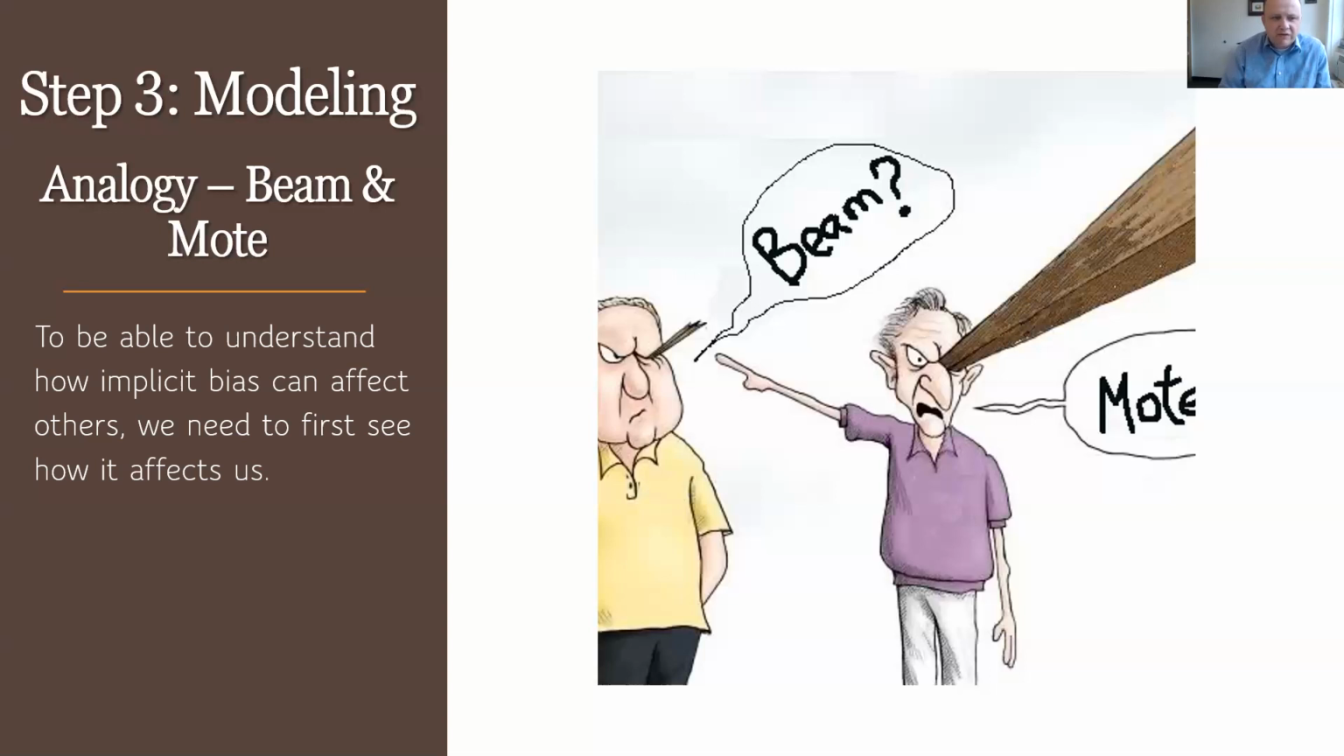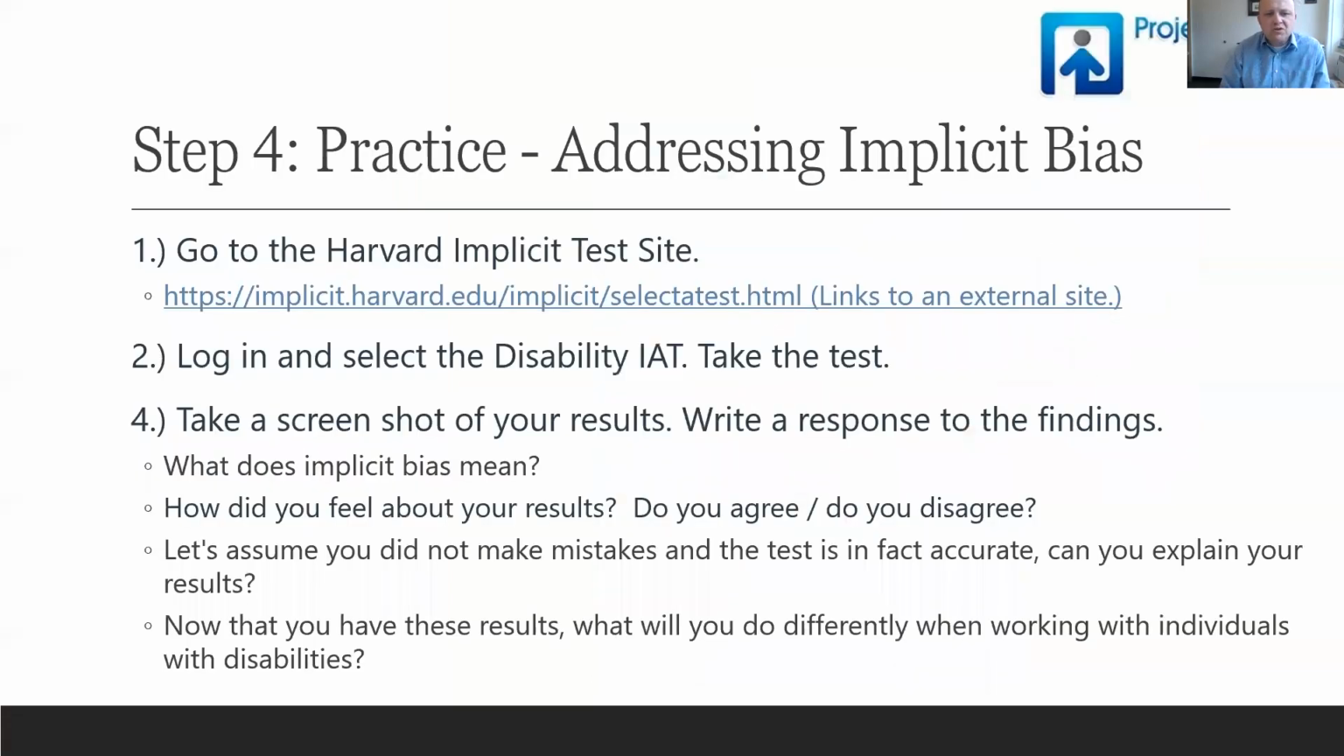There's another analogy that I've heard, likening implicit bias to armpits. We all have them. We don't really want to talk about them, but we all have them, right? And so we talk about these analogies that kind of model the way that we should think. And now we're going to step forward, we're going to practice, and we're going to address that implicit bias.